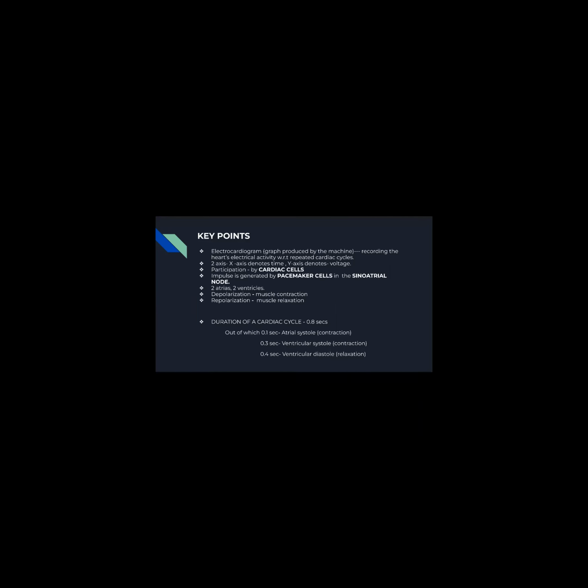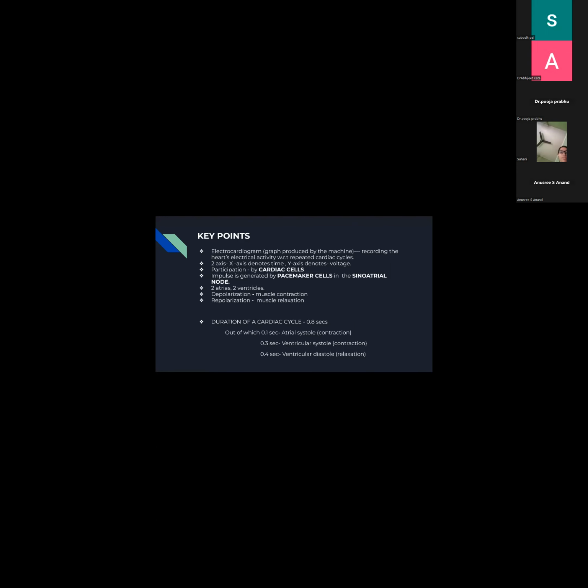The first event is atrial systole or contraction, which is of 0.1 second. Ventricular systole or contraction is the second event, which is of 0.3 seconds. And ventricular diastole or relaxation is of 0.4 seconds, which is the third event that takes place in the conduction system of the heart. This entire sequence is called the cardiac cycle, which is of 0.8 seconds.